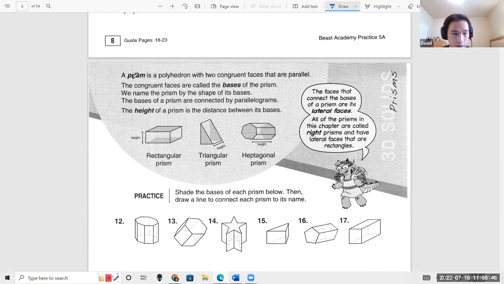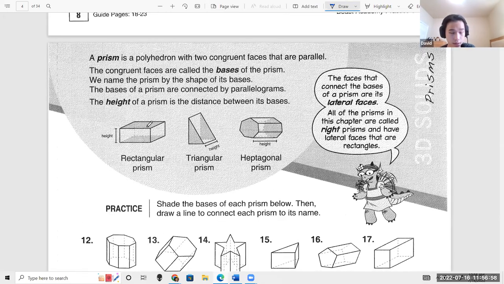Okay, so a prism is a polyhedron with two congruent faces that are parallel. So some big words again, but just think about a prism. We see here we have a rectangular prism. In fact, they sort of shade in the bases for you conveniently. And those bases again are what define the name of our prism, right?